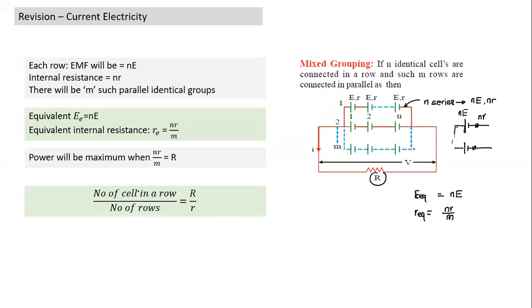So now nr by m, where n is the number of cells in a row, divided by the number of rows, is equal to capital R by r. And this is very easy to remember. There's no need to memorize this formula if you understand the simple logic. And this is not very important.